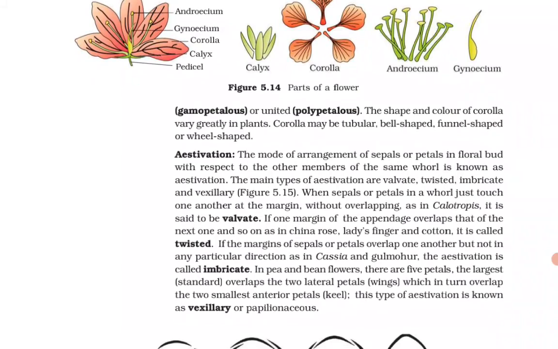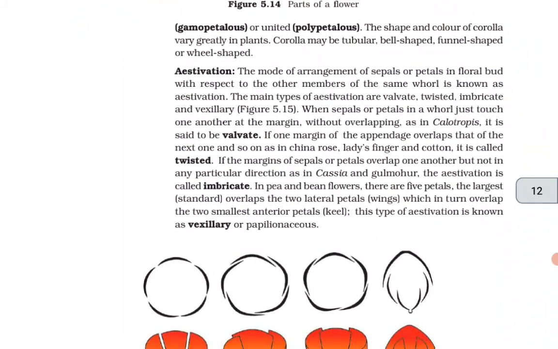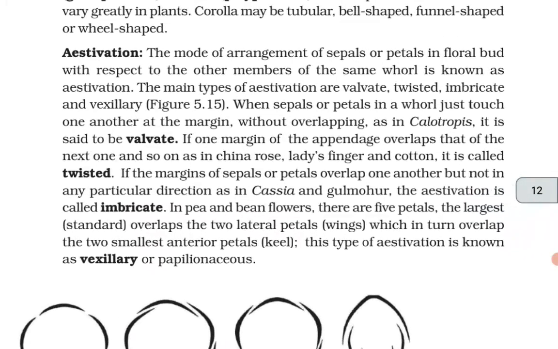Corolla may be tubular, bell-shaped, funnel-shaped or wheel-shaped. Aestivation, the mode of arrangement of sepals or petals in a floral bud with respect to the other members of the same whorl, is known as aestivation. The main types of aestivation are valvate, twisted, imbricate and vexillary. When sepals or petals in a whorl just touch one another at the margin without overlapping, as in calotropis, it is said to be valvate.